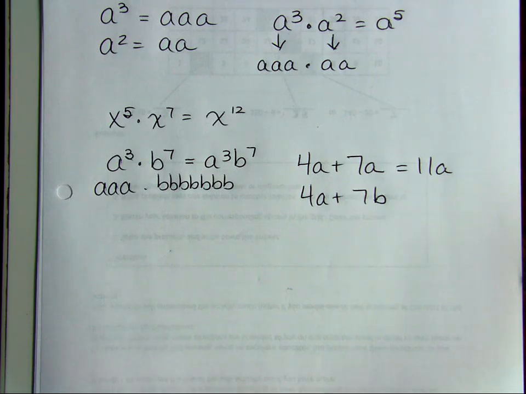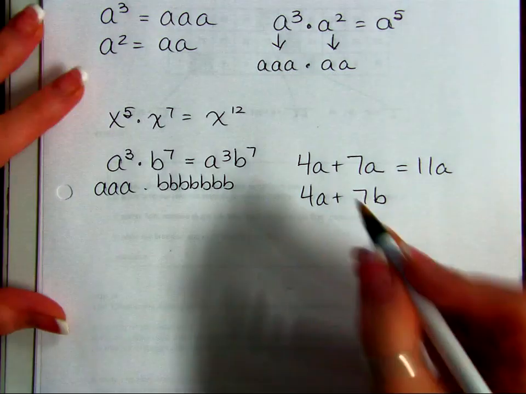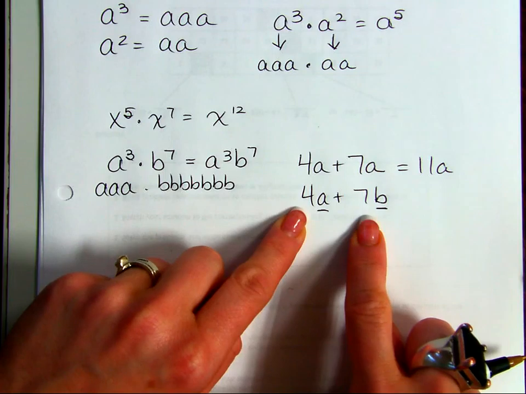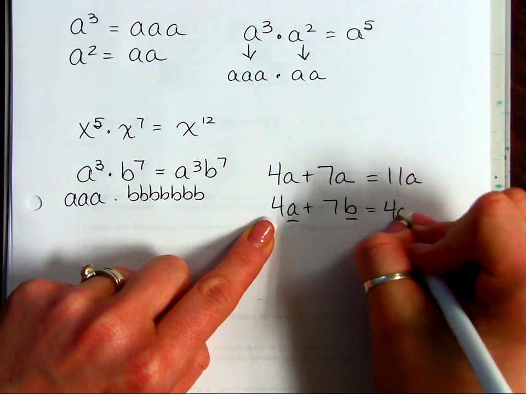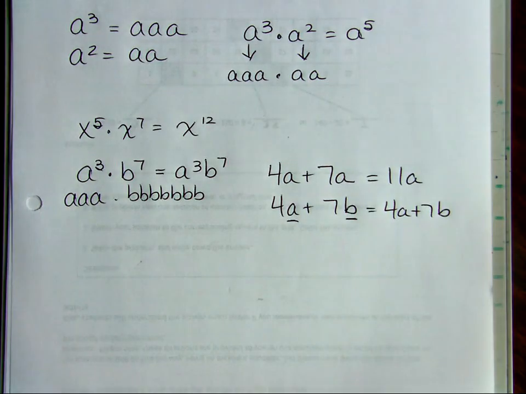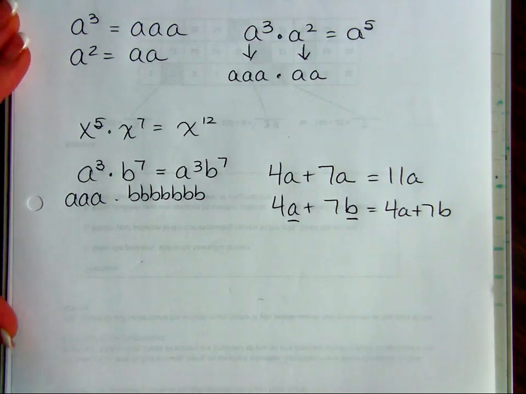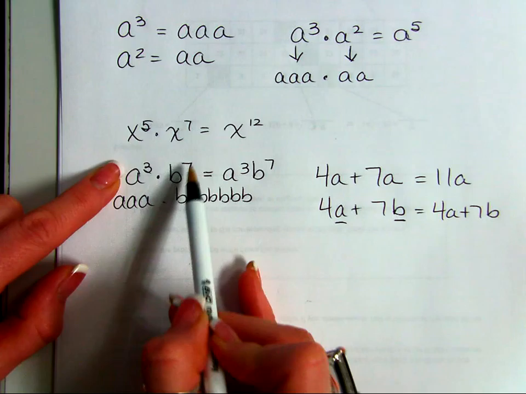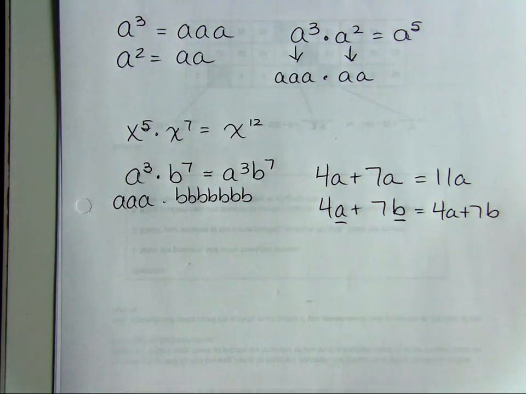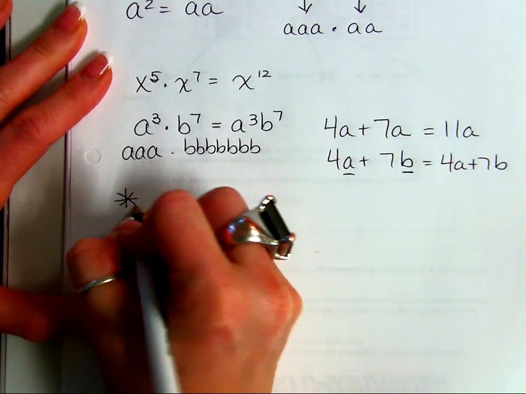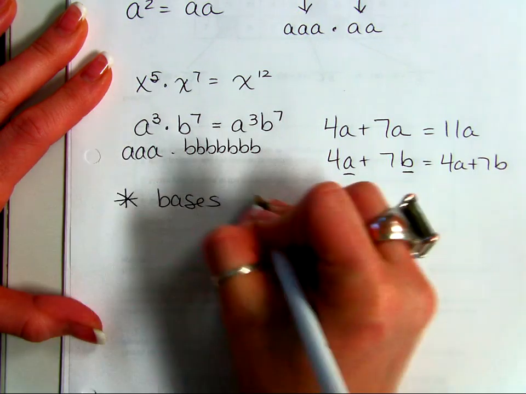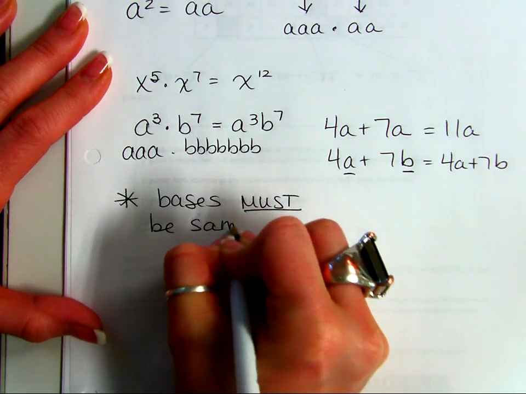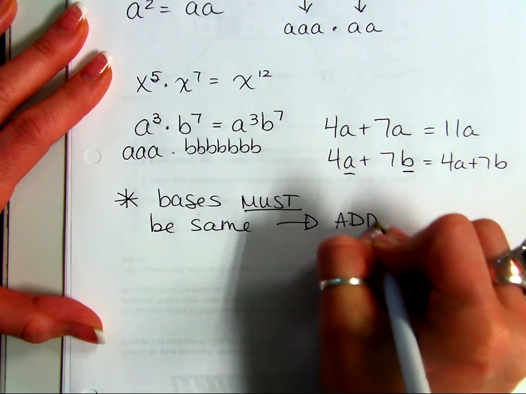So they taught you about the concept of like terms, right? And they said if that a and that b are not identical, you can't add that 4 and that 7. So you know what 4a plus 7b is? It's 4a plus 7b, right? That's what it is. Okay? Same rule kind of applies except with exponents now. I cannot add that 3 and that 7 because the bases are not the same. So the first thing I want you to write is the bases must be the same in order for you to add the exponents.